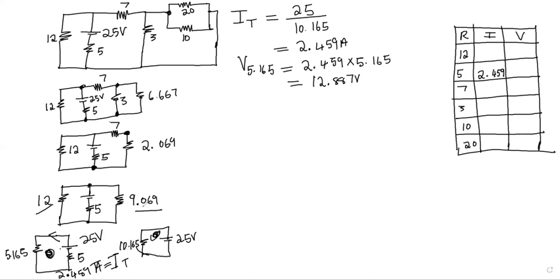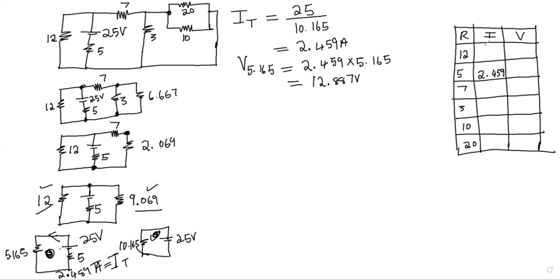Therefore, now remember, we're going back. What formed 5.165? 5.165 is formed by 9.069 and 12 ohm. How are they connected? They are connected in parallel. That means they share the same voltage. What is that voltage? It is 12.887, since it's the voltage across 5.165, and 5.165 is the total resistance of 12 and 9.069.